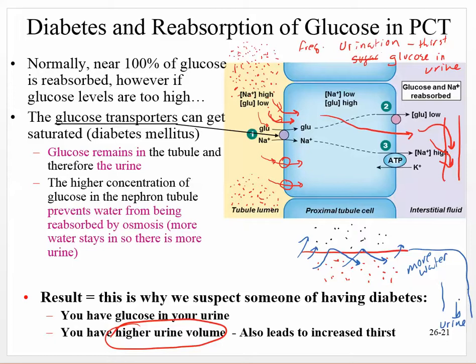So that's why you urinate more when you have too much glucose, because your transporters get clogged up. They get backed up. You can't get it all out, and so that glucose stays in there, which is going to mess with the osmotic potential, and that water is going to tend to stay in the nephron. Then you're going to have more urine, and then the thirst is easy. You're urinating out all your water, and so you become thirsty. All right.